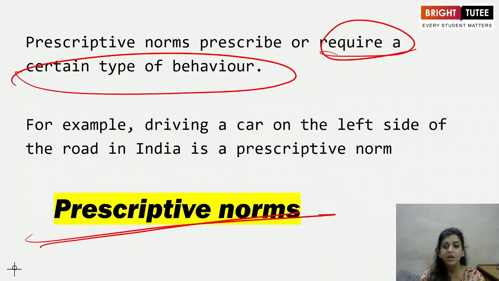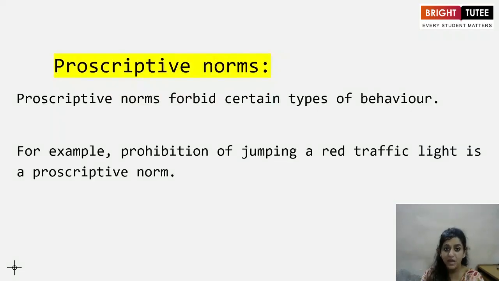For example, driving a car on the left side of the road in India is a prescriptive norm. You are given a prescription, a well detailed reasoning, and you are told you are required to do that particular action or follow that particular behavior, and that is what is known as the prescriptive norm.